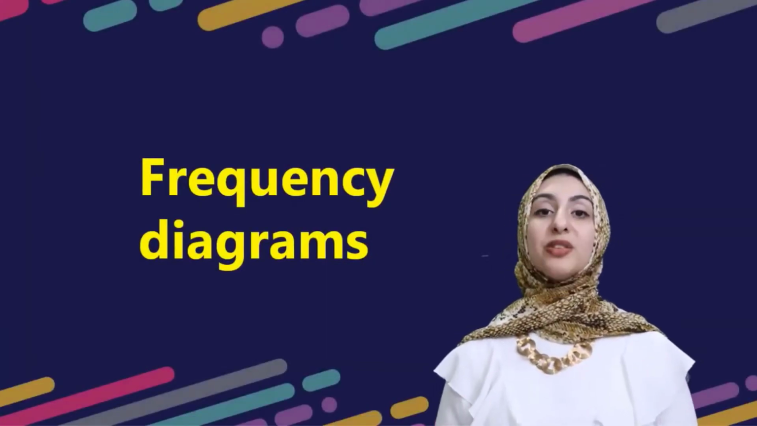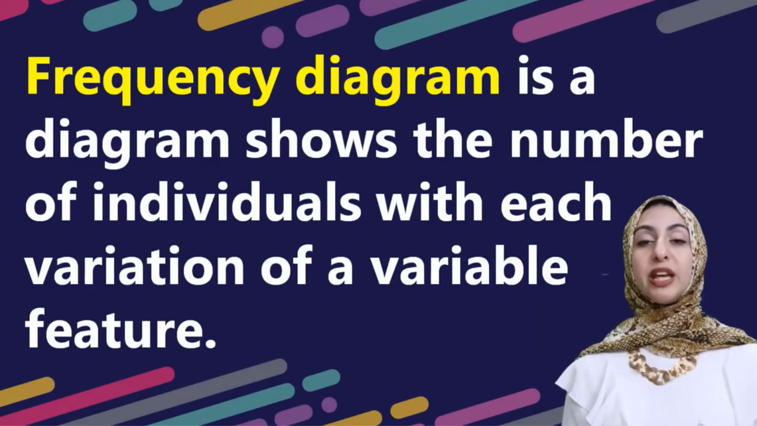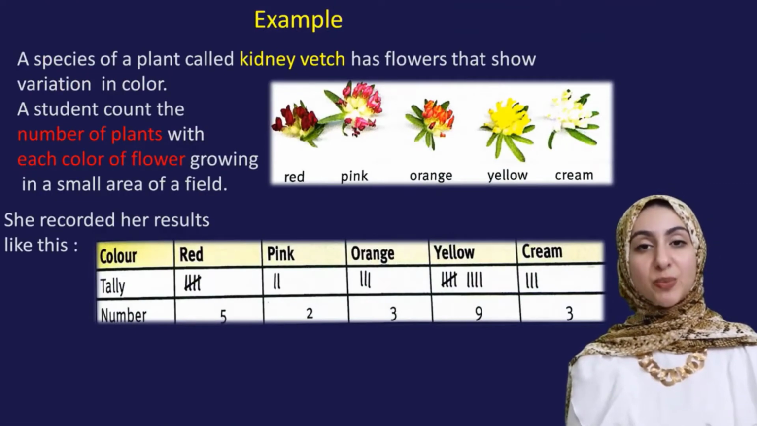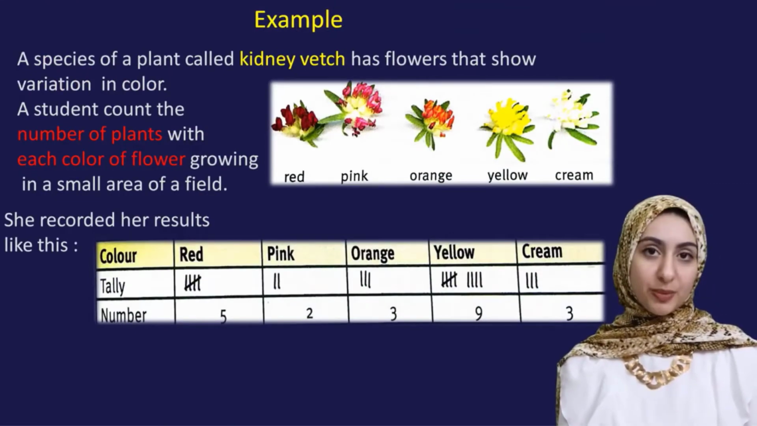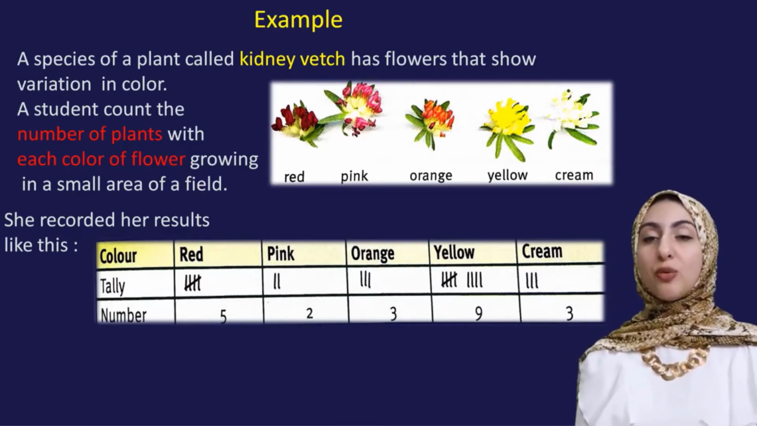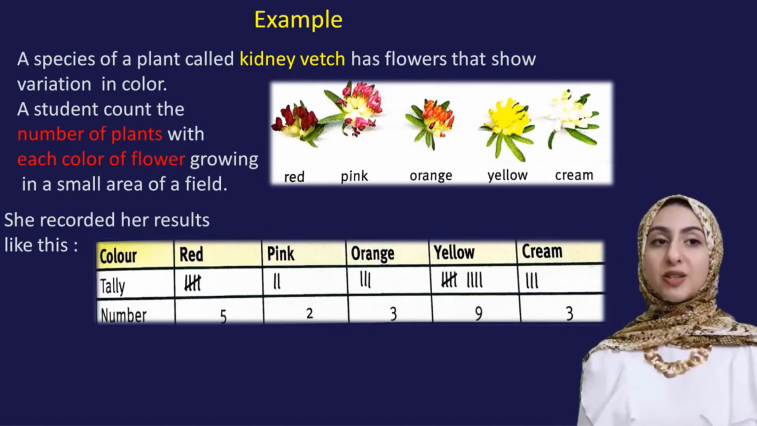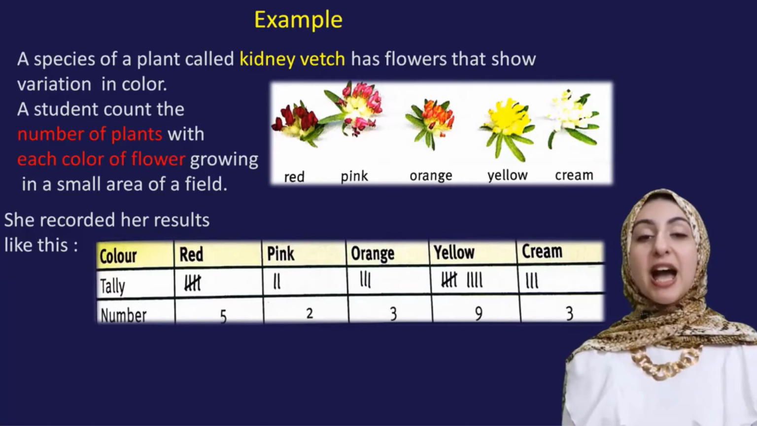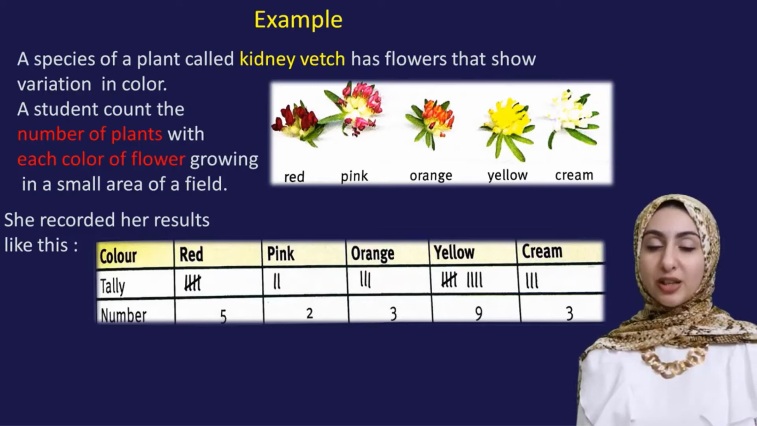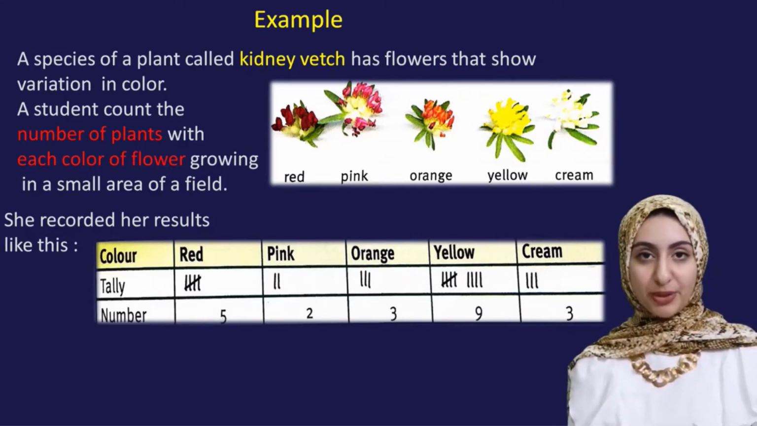Now we are going to talk about the frequency diagram. A frequency diagram is a diagram that shows the number of individuals with each variation of a variable feature. For example, a species of plant called the kidney vetch has flowers that show variation in color. A student counted the number of plants with each color of flower growing in a small area of a field. She recorded her results in a table like this one. As you can see here, she made three rows: one row for the flower color, one row for the tally, and one row for the number.